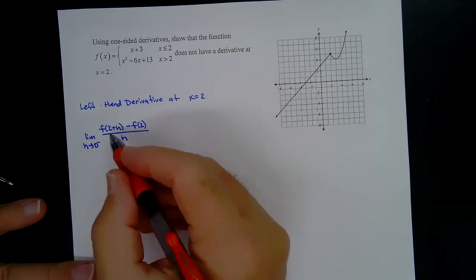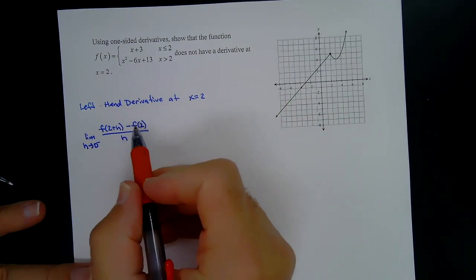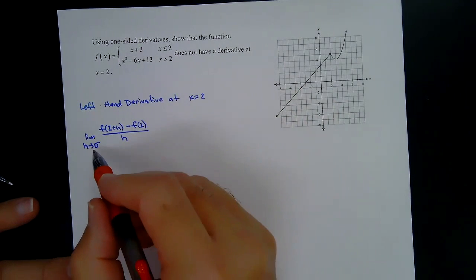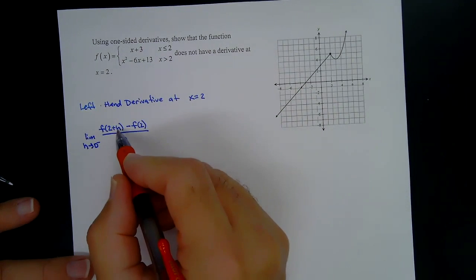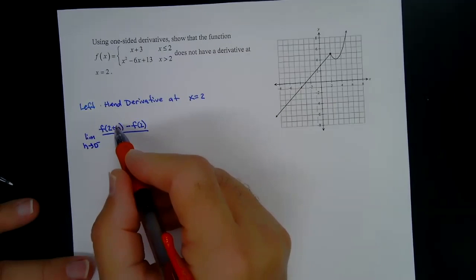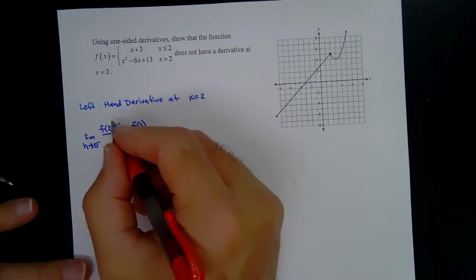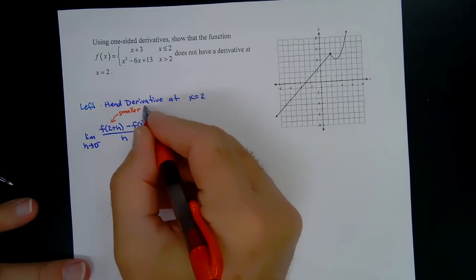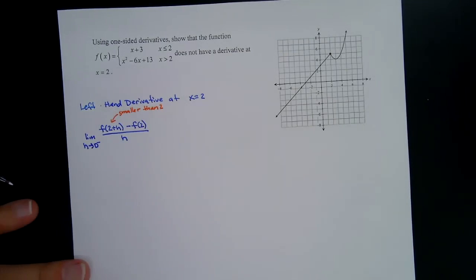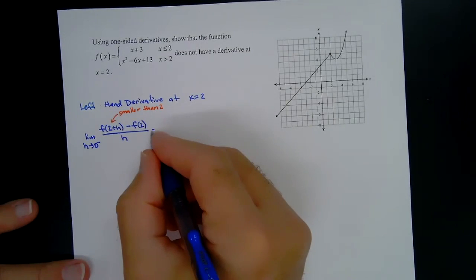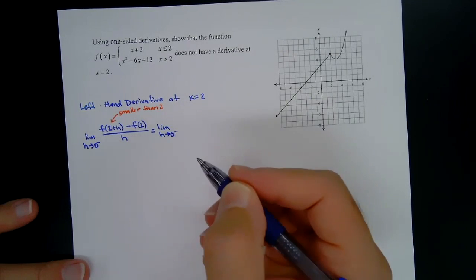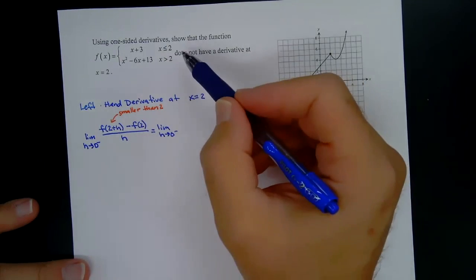Now, is this 2 plus h bigger than 2 or less than 2? Because that determines which piece we're going to grab. So h is approaching 0 from the left. That means these h values, as they get closer and closer to 0, are all negative, which makes this smaller than 2. Now we know what piece to put it into, and that's why I talk about that.